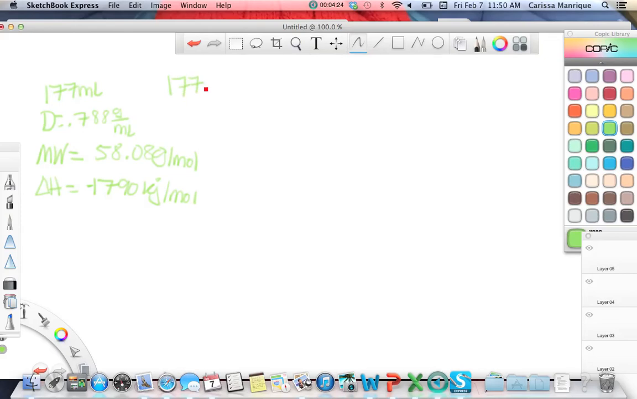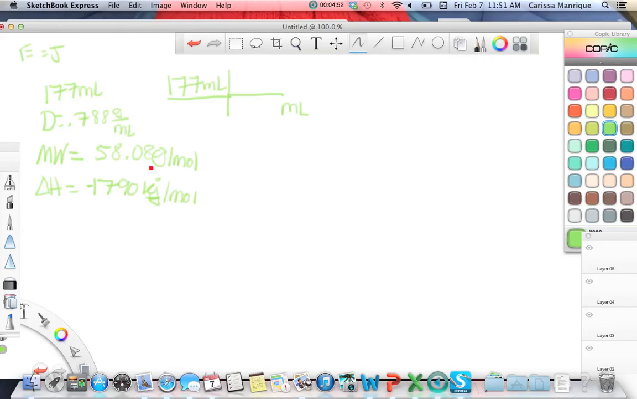177 milliliters. And we're trying to get energy. Energy is always going to be in joules. Well, in this case, it will be kilojoules just because that's what that unit is. So we're trying to get this as our final unit. We're going to use all of these numbers to cancel out. So if we start here, the first thing we need to cancel out is milliliters.